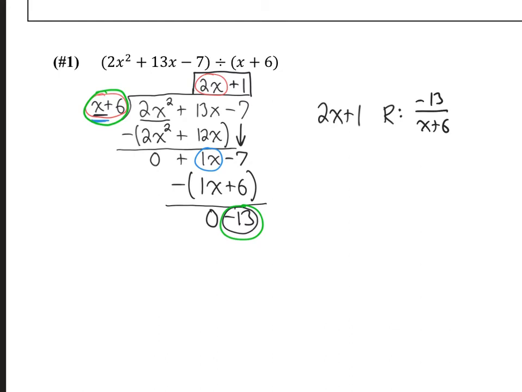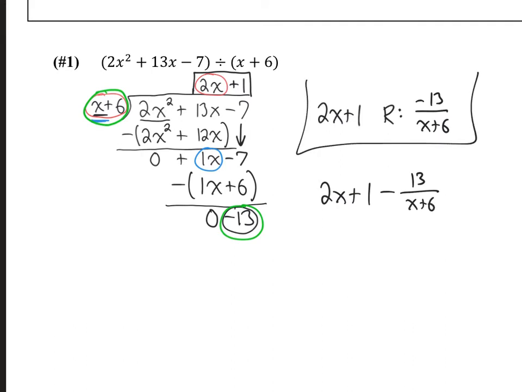Another way you could write this if you wanted to is you could write 2x plus 1, let's do minus actually, minus 13 over x plus 6. That's another way you could write it if you wanted to. Okay? But I like to stick with this top one up here. All right. So that is how we divide polynomials. It's the same process. It's just a little bit more complicated. It might be a little bit more to look at, but it's the same process.